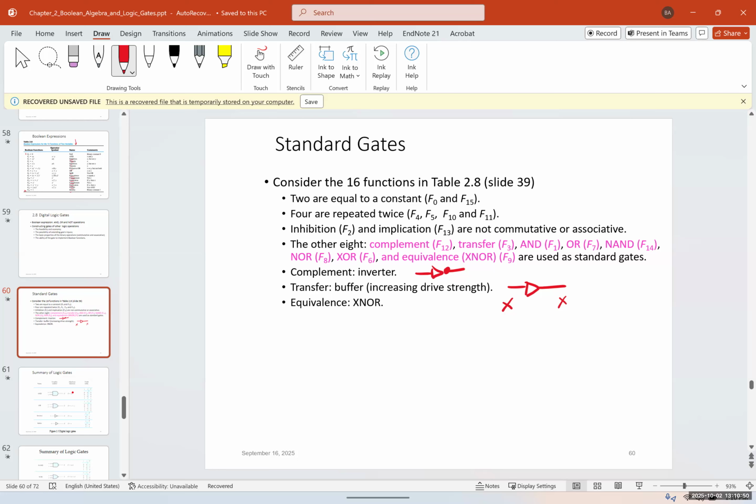So a buffer basically increases the signal-to-noise ratio and improves the signal power. And sometimes it's used actually to reduce noise as well. And the XNOR gate is also called the equivalence as well.